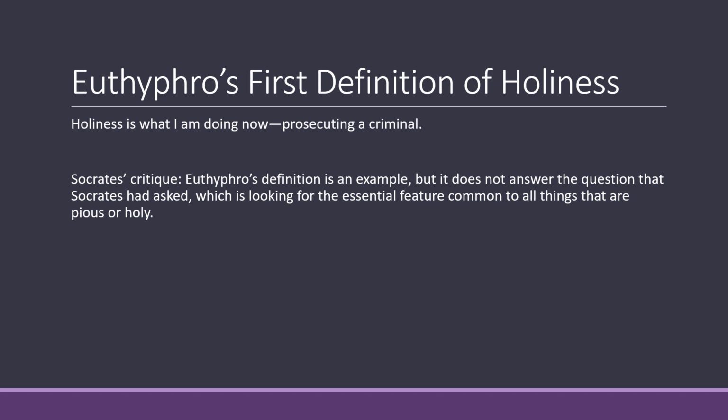Without hesitation, Euthyphro says, I know exactly what holiness is. Holiness is what I am doing now, prosecuting a criminal. And he proceeds to support this definition of holiness by making appeals to conventional ancient Greek wisdom and the story of how the Olympians prosecuted the older gods, the Titans, and he uses this story to support his action against his father.